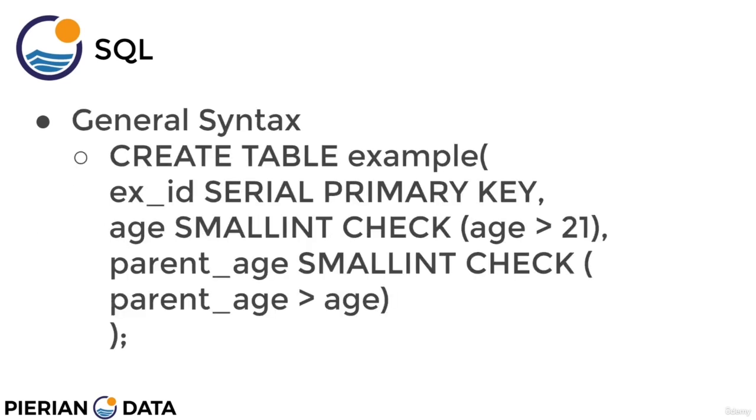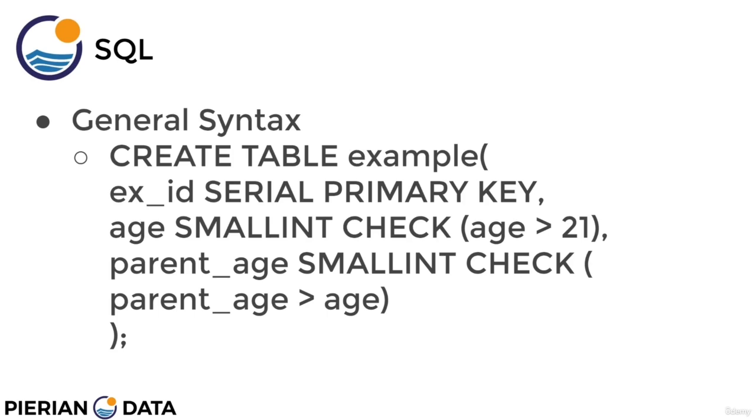So for example, let's imagine we're creating a table called example, and this is going to just have an example ID column, which is serial primary key, and then we have an age column. And let's say for this particular example, we have to make sure that the people are over 21. So we'll say age, small integer for the data type, and then we add in this check constraint. And after the check constraint, we just have some condition, such as the age column must be greater than 21.